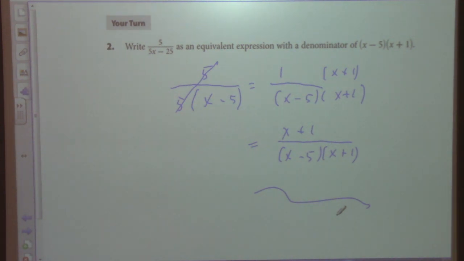Okay, I understand how we got the first one, but how did you get 1 over x minus 5? Where do you get that? Because after you get 5, you crossed it out. Okay, now I understand that part. Oh, that I got. It was the 5x minus 5 and x plus 5.